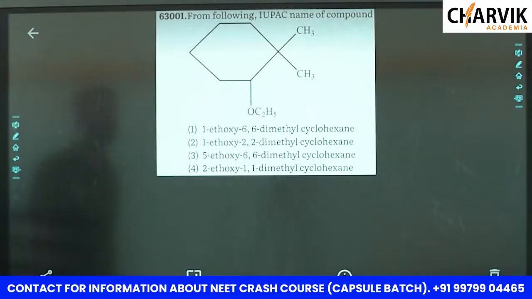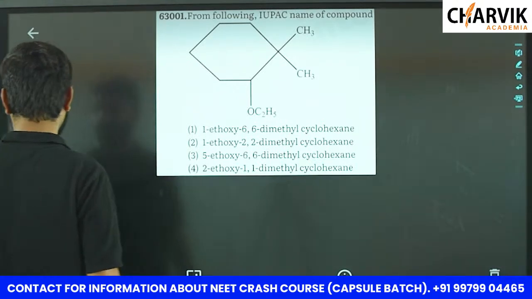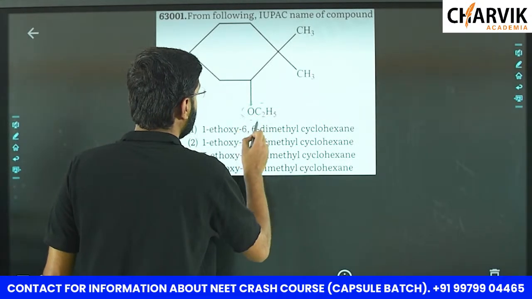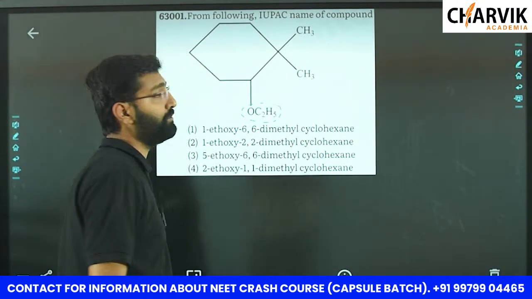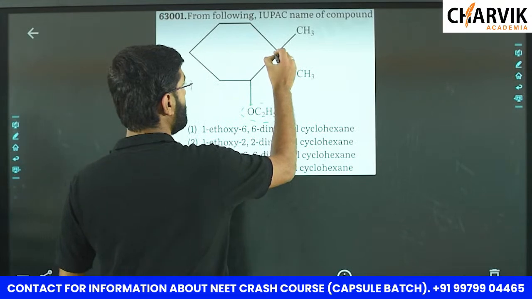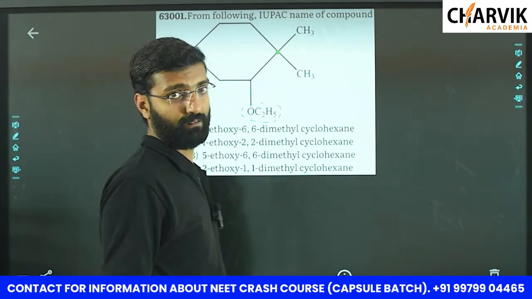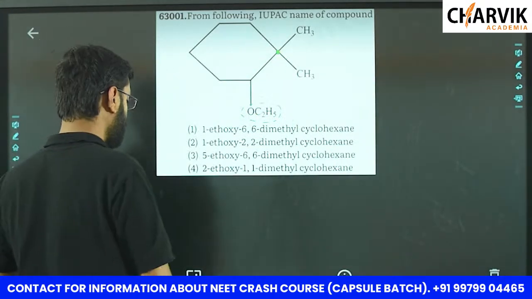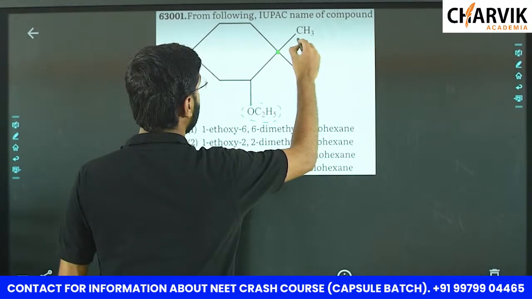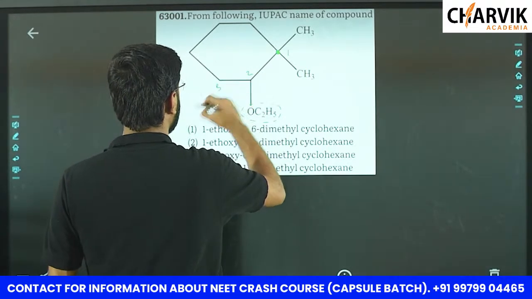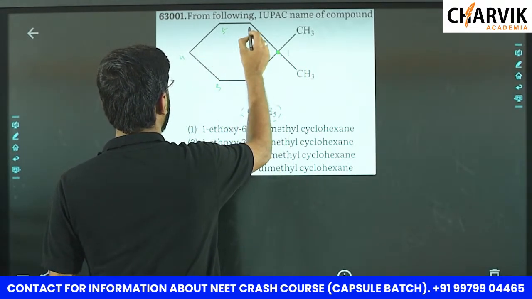Okay, from the following, pick the name of the compound. Okay, too much easy question again. Okay, how many substituents do you have? This one is your first substituent, and this one is your second substituent. Right? So totally you have 3 substituents. But see here, on this carbon you have a total of 2 substituents. Right? So according to the rule, you must give priority to the greater number of substituents. Okay? So this is your 1, 2, 3, 4, 5 and 6.